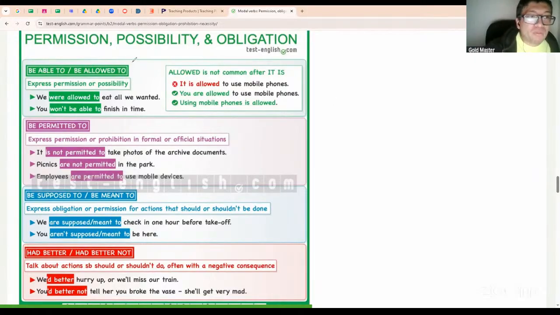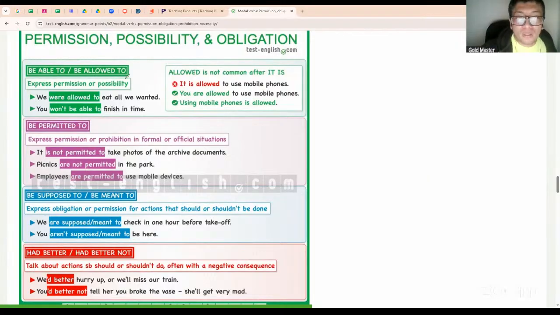Good. Be able to and be allowed to express permission or possibility. Instead, allowed is not common after "it is." I mean, it could be, it is not wrong, but it's better if you say other things. Like, I am allowed, he is allowed, she is allowed, we are allowed, but we don't commonly say "it is allowed." But it's good if you say it anyway.